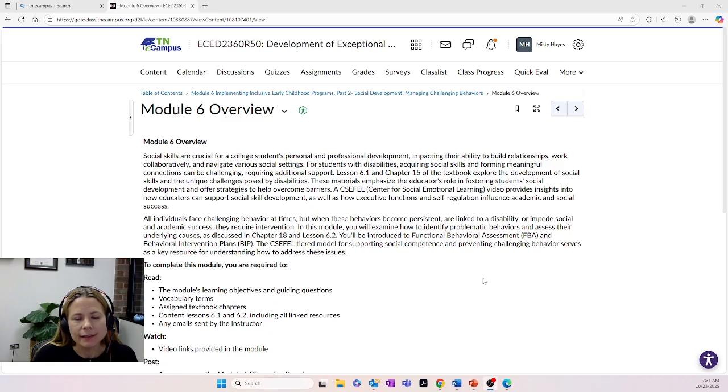Then in the second lesson, 6.2, we're going to really look at what FBAs are, which is called a functional behavioral assessment. And then how do we create a behavior intervention plan? Okay. And again, we're going to go back to that Center for Social Emotional Learning, and they created what we call a tiered model. That helps us support and prevent challenging behaviors. So those are going to be the main focus for our module 6.